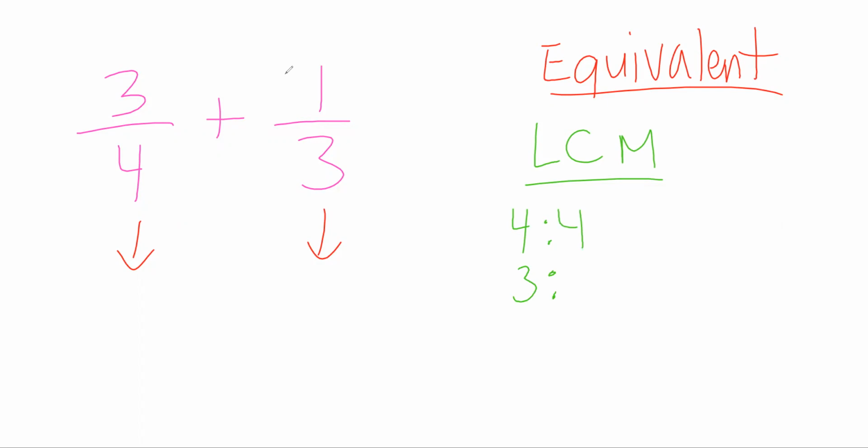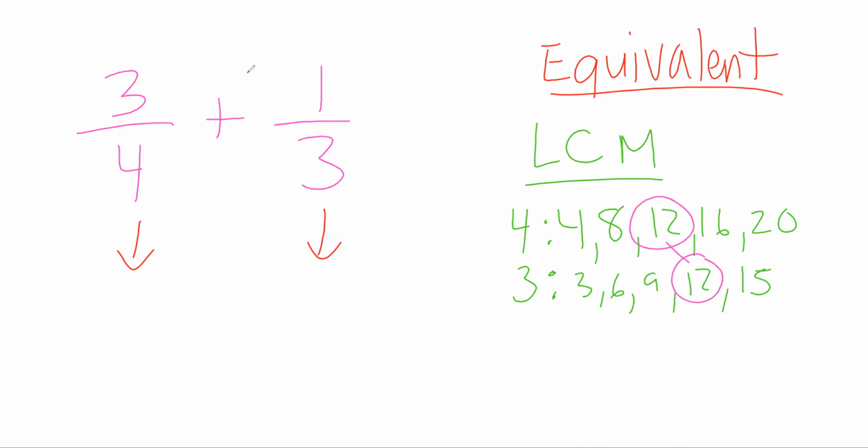So that means we have 4, 8, 12, 16, 20. I'll just stop there for now. 3, 6, 9, 12, 15. Oh, there it is. So we can see that in this case, the LCM of these is 12, which means if I take my models and cut them both into 12ths, it's going to work.